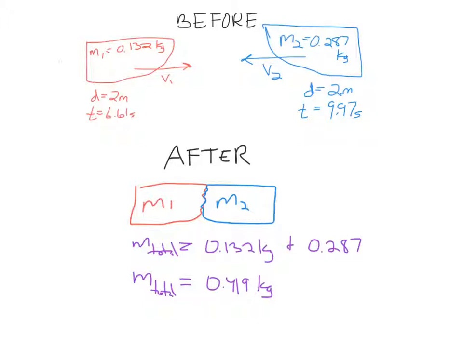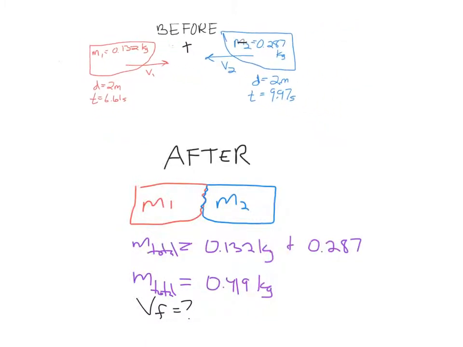We want to figure out after the collision, they crash. So after that, how fast are they going? So we want that final velocity. We're not quite sure which direction that is, so I'm going to call to the right positive, that would be V1, and I'm going to call to the left negative, that would be V2.